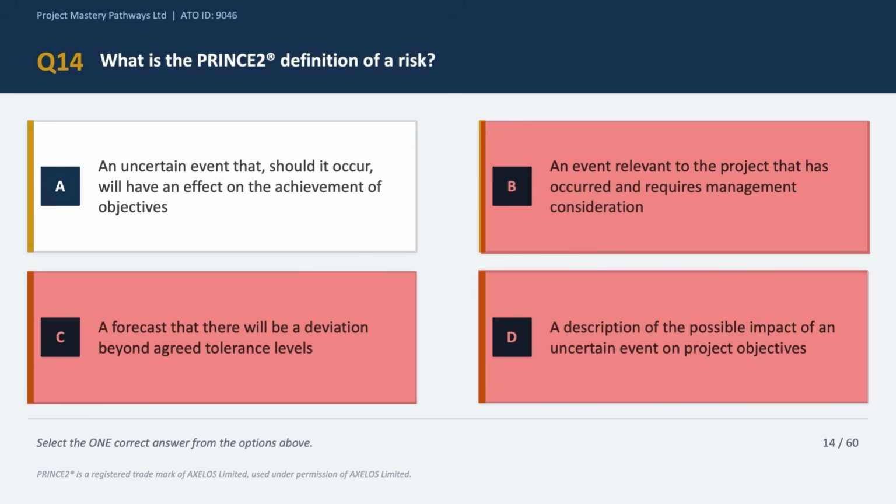Option A says an uncertain event that, should it occur, will have an effect on achievement of objectives of the project. Now this looks like the correct option to me because a risk is uncertain. It may happen or may not happen. Now if it does happen, it impacts the objectives. And please note that risks, if they come in a positive way affecting the benefits of a project, can be called out as opportunities as well. Okay, so the correct answer is option A.